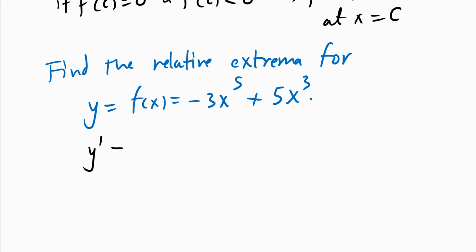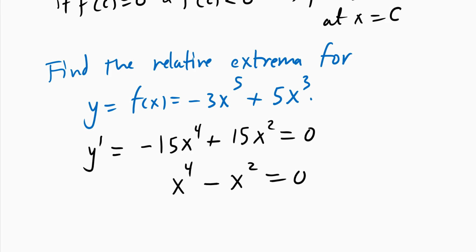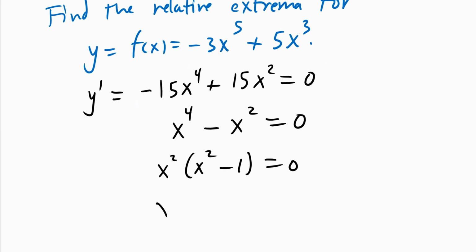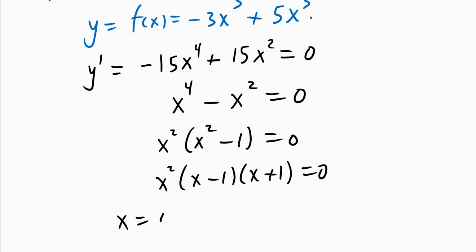So we find y prime, which is negative 15x to the 4th plus 15x squared, and set it equal to 0. If you factor or divide everything by negative 15, that will give us x to the 4th minus x squared equals 0. Factor x squared out, so that gives us x squared times x squared minus 1 equals 0. Then x squared times x minus 1, x plus 1 equals 0. So what values of x we get? X equals 0, 1, and negative 1. 3 values. So those are the c values. Those are the critical numbers.